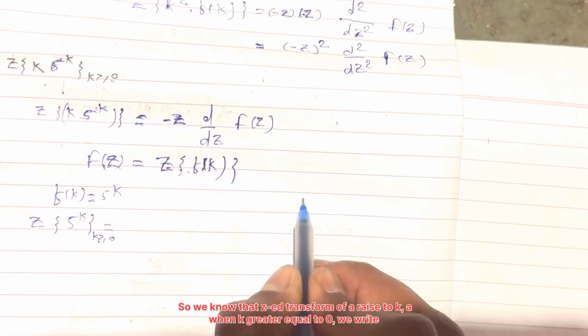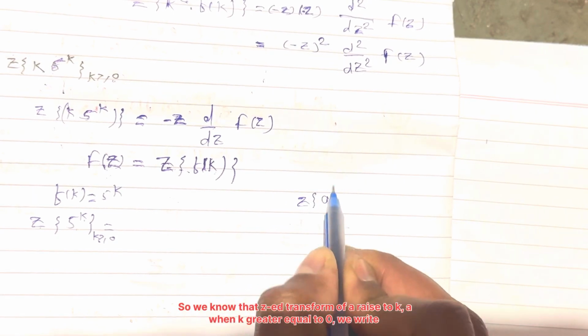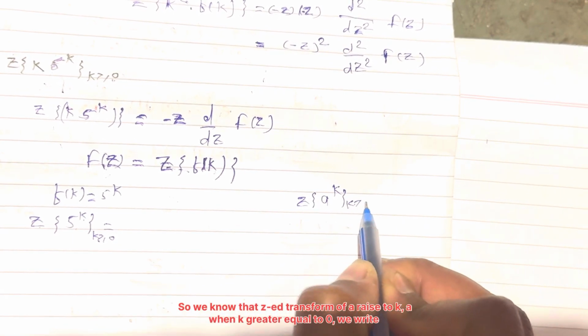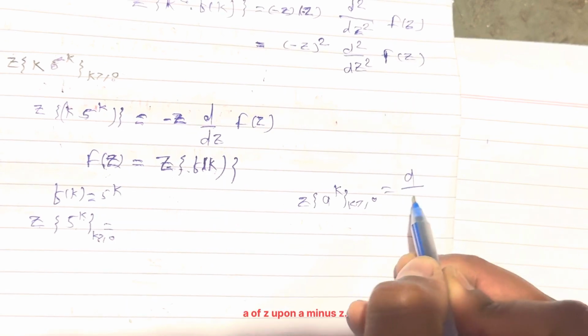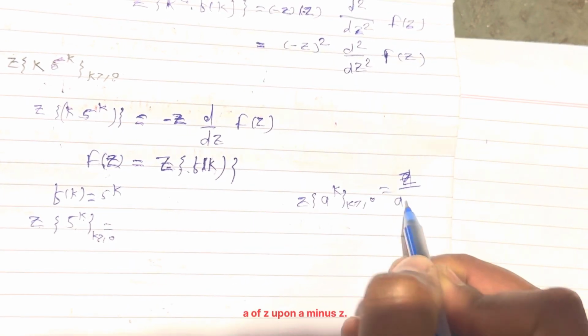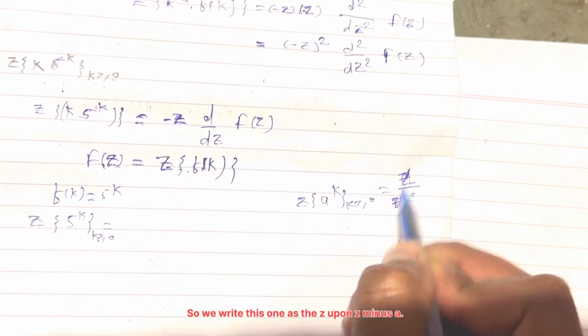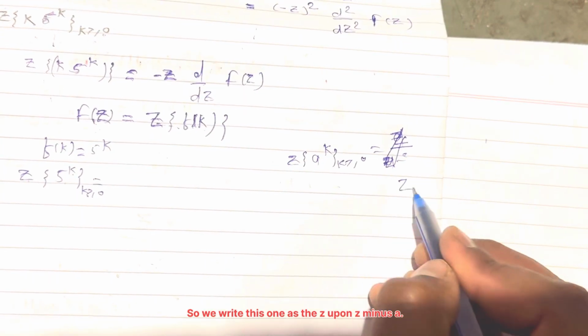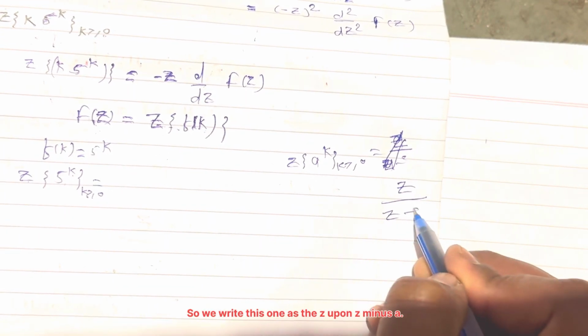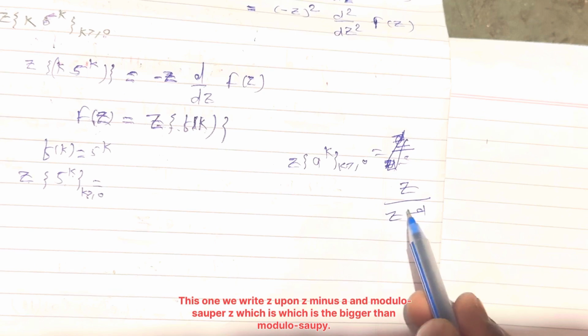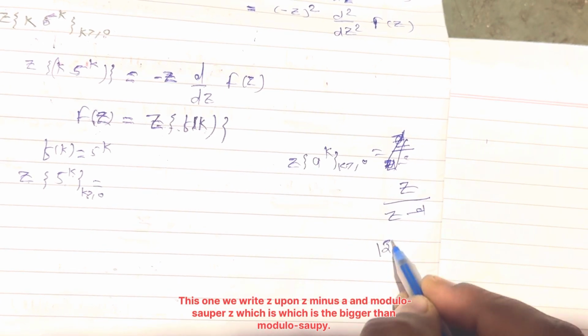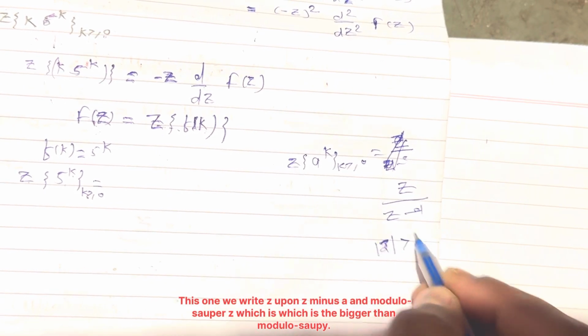So we know that the z transform of a raised to k when k is greater than or equal to 0, we write as z upon z minus a, sorry, z upon z minus a, and modulus of z is bigger than modulus of a.